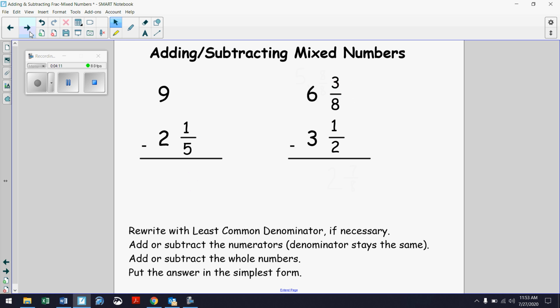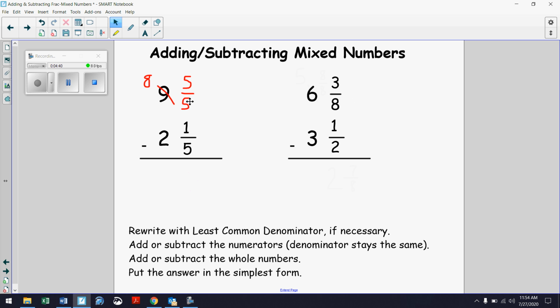So here are a couple more varieties of things you need to do to get problems ready for you to subtract or add mixed numbers. In this case, I don't have a fraction. I just have a whole number of 9, but I'm subtracting 2 and 1/5. So the way I'm going to do this is I'm going to first rewrite that 9 as 8 and 5 over 5. So let's think about that for a second.